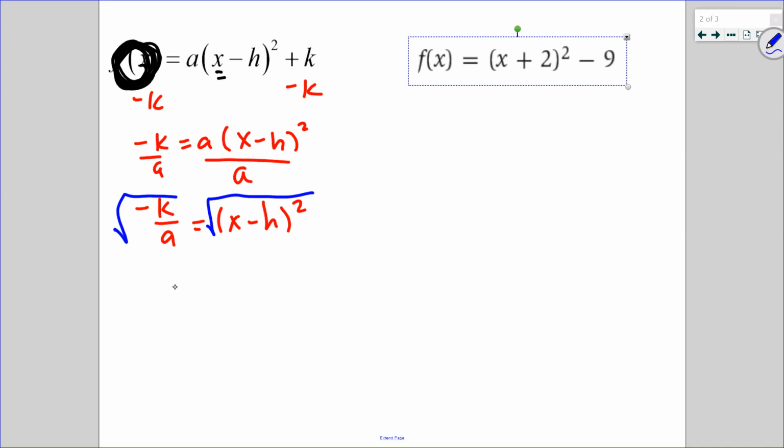So I can take the square root of both sides. What's probably the number one mistake is forgetting the plus or minus, still a common mistake. But it equals x minus h. So now I can attack x.